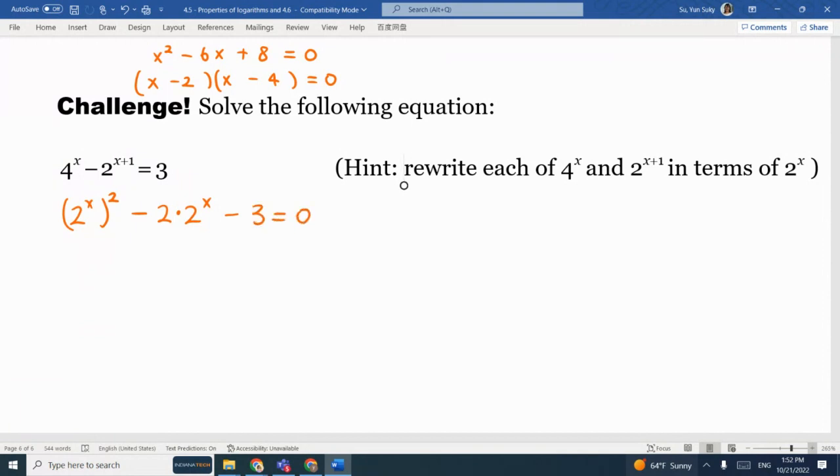Do you see this is a quadratic form? So make the substitution. Let u be 2 to the x. Now that's a quadratic equation.